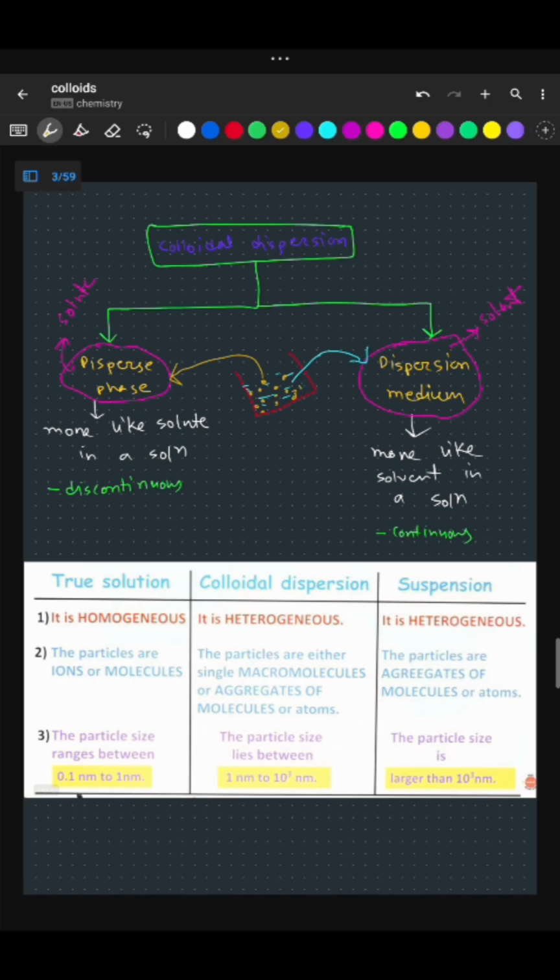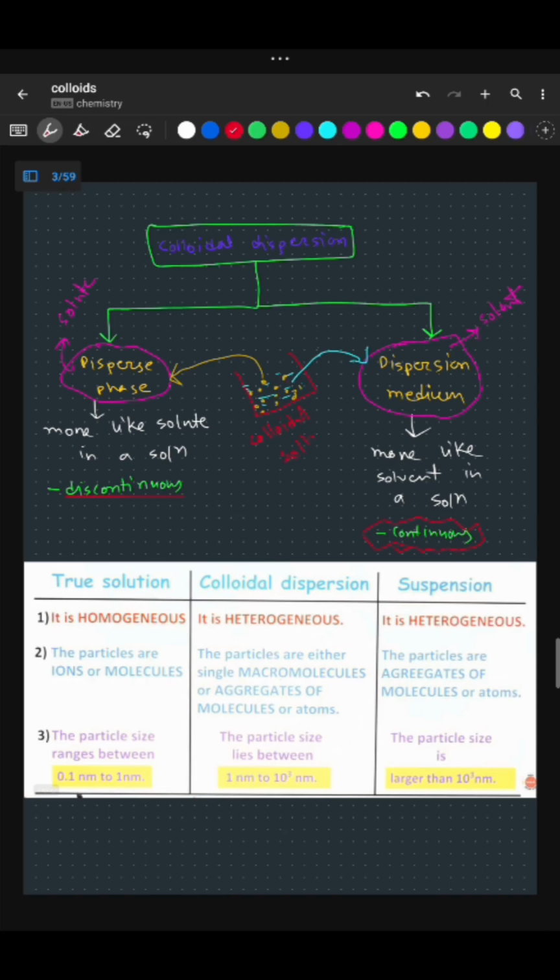And this is how you can visualize a colloidal solution, and it is discontinuous. As you can see, it is not a continuous part of the solution, and the dispersion medium is a continuous part of the solution. And there's a chart of the differences between true solution, colloidal dispersion, and suspension.